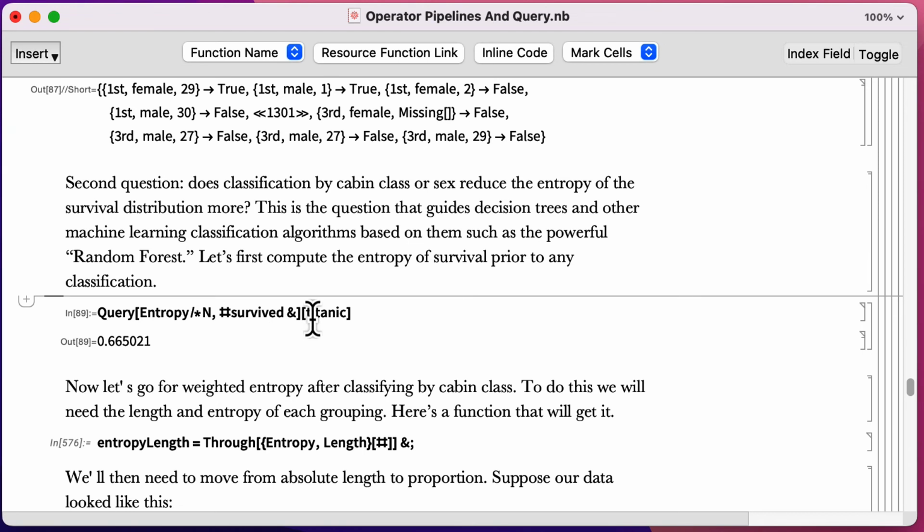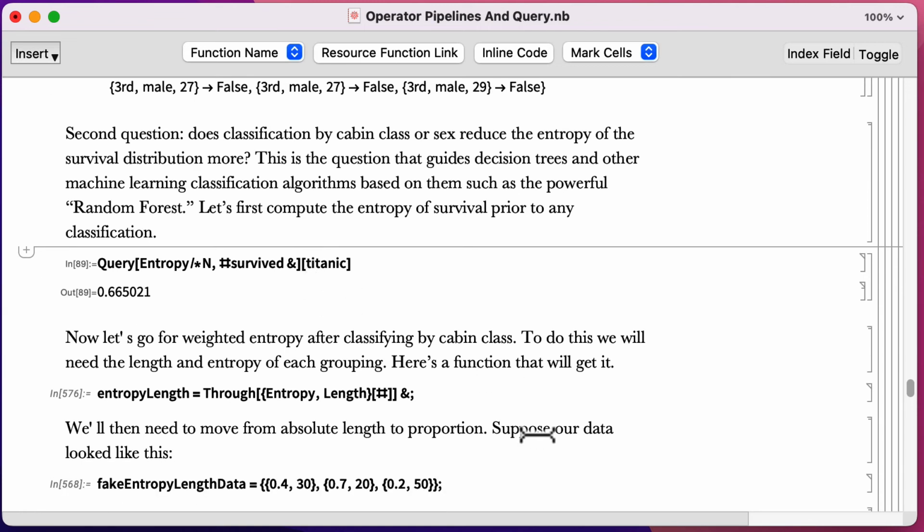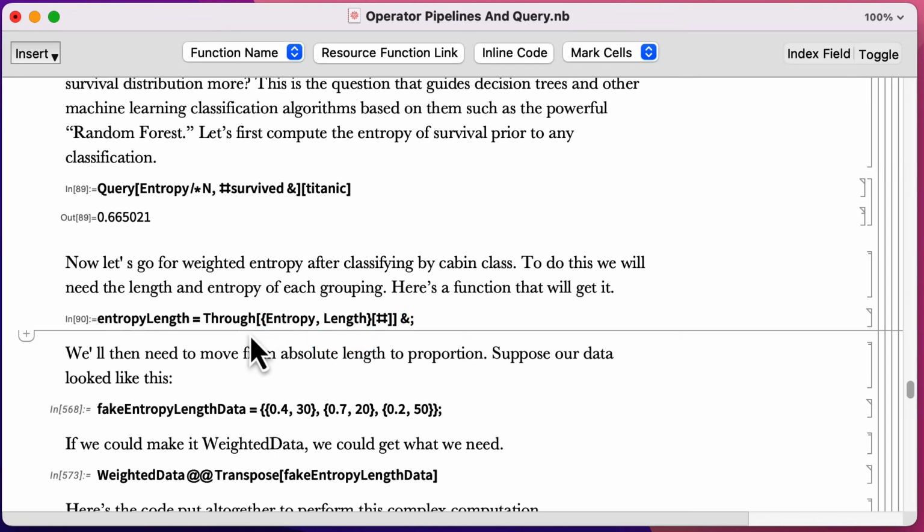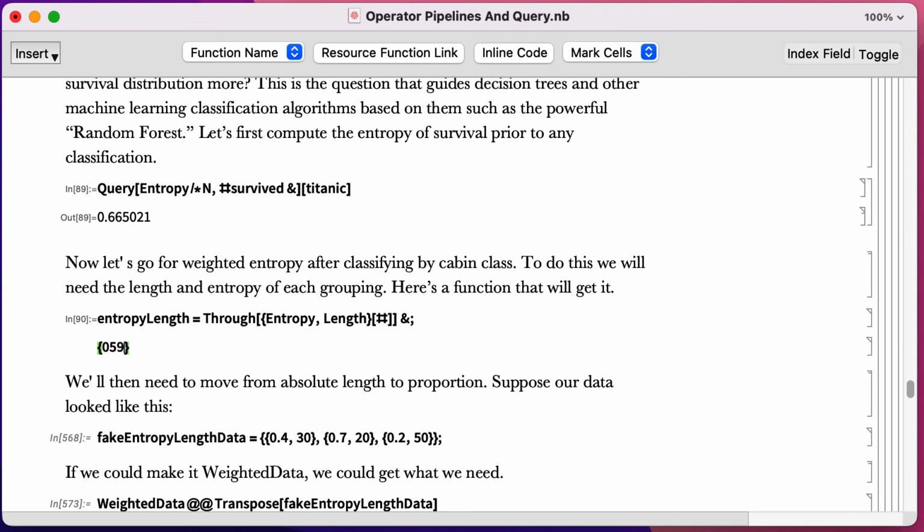Now, let's group people by cabin class and figure out the weighted entropy. So the way we're going to do that is I'm going to make a function that takes a list and for that list computes its entropy and the length of the list. I'll use Through to do that. So we're going to get two numbers. Maybe the entropy is 0.59 and there are 26 people in the list. So we're going to get those for each of the groupings.